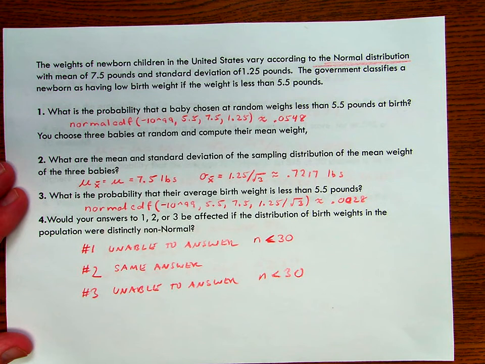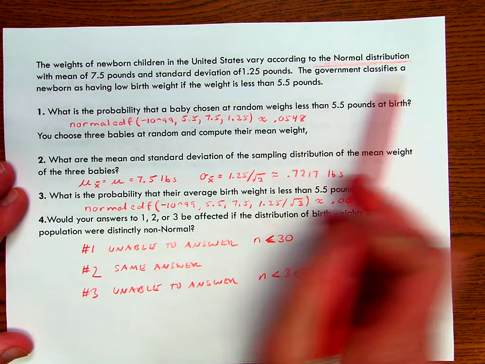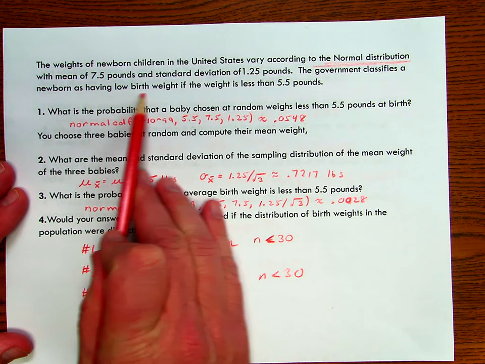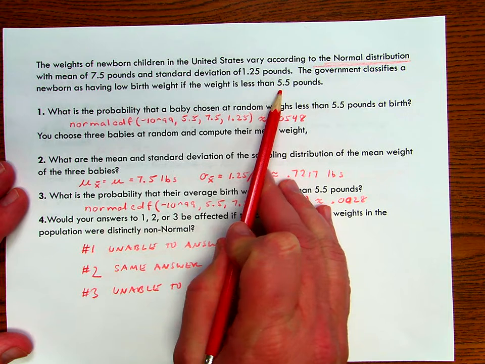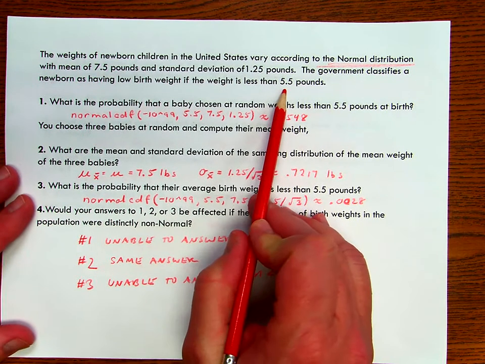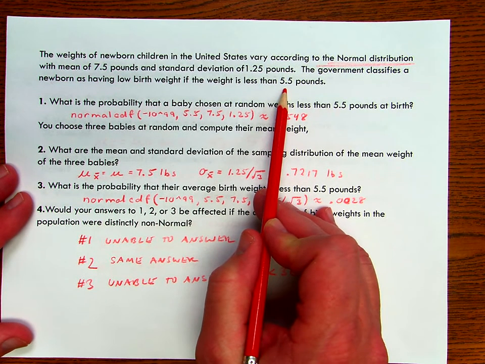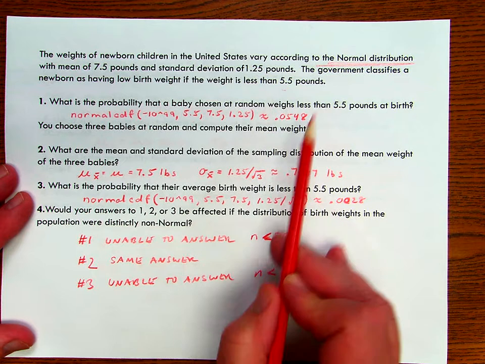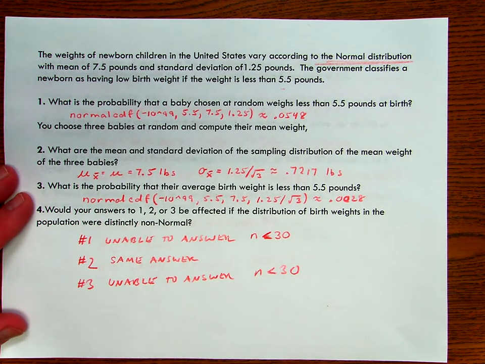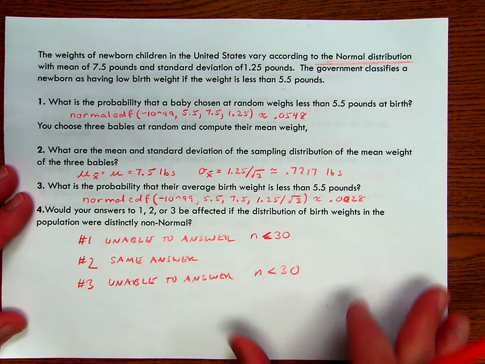Now, just in terms of connecting the real world to what we talk about in statistics, the government classifies a newborn as having a low birth weight if it is less than 5.5 pounds. Well, low birth weight, you can kind of think of that as an unusual event. So an unusual event in our course is around that 5% mark. So kind of ties together there.